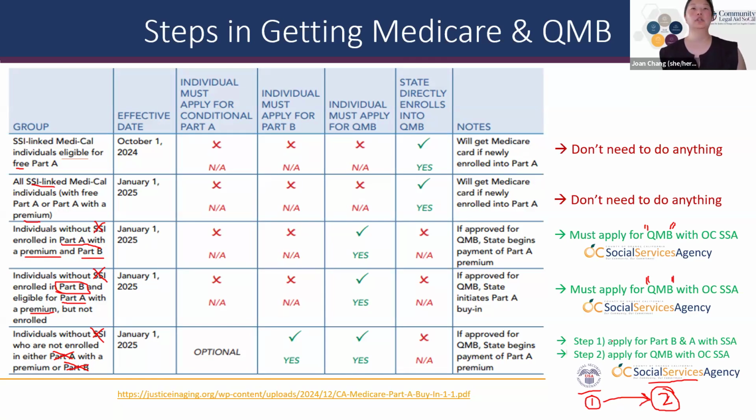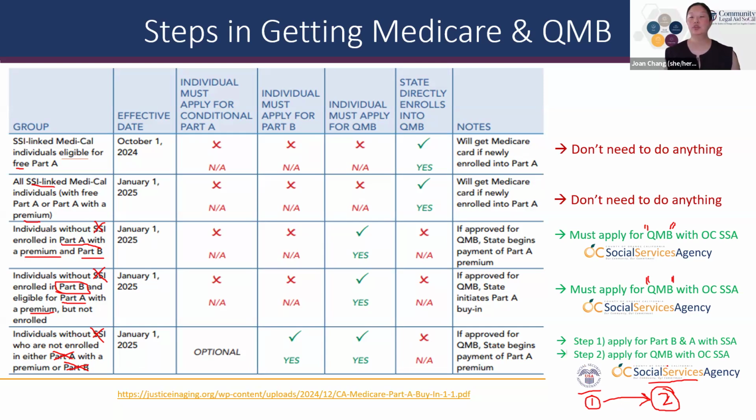Okay. So for these folks who don't have SSI, who are not enrolled in either Part A or Part B, you still have to do the two-step process of applying with Social Security, the feds, and then applying for QMB with the county, with Orange County.